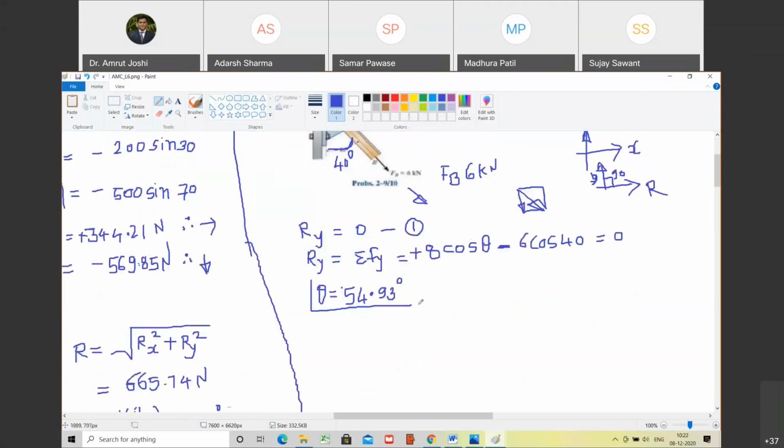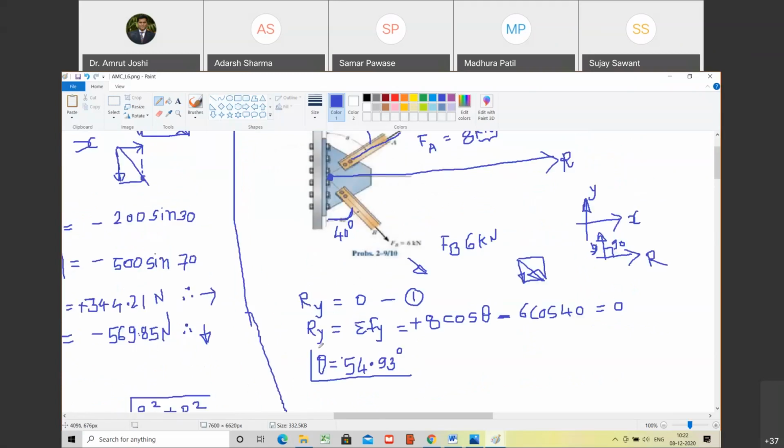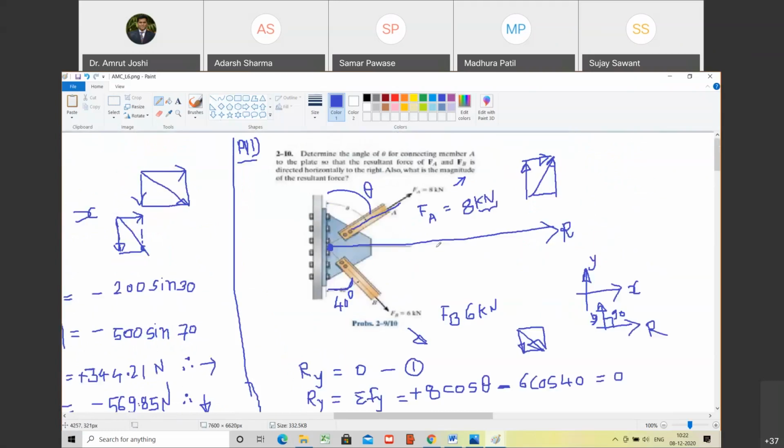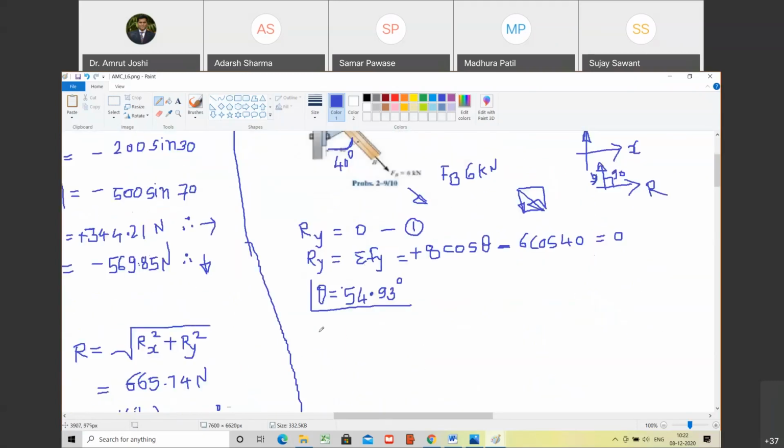So, this is problem number 11. Theta is equal to 54.93 degree. Do you agree with me? Yes, sir. Okay. So, if this is the theta, now what will be the resultant? So, resultant is going to be square root of Rx square plus Ry square. Do you agree with me? Yes, sir. But in square root of Rx square plus Ry square, if Ry is 0, then it is going to be square root of Rx square itself. So, resultant is going to be Rx itself. Do you agree with me? Yes. Okay. Chalo.